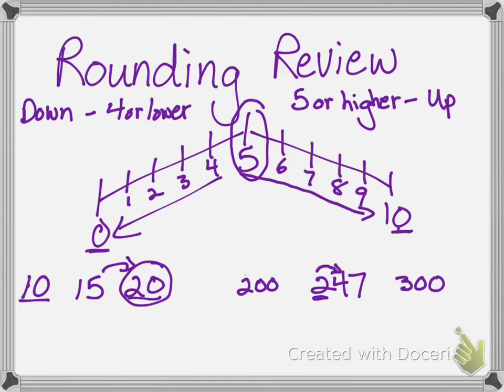This is a number 4. The rule is 4 or lower, you round down. So we are going to round this number down to 200. So 247 is closer to 200 than it is to 300. You can also think about what would be right in the middle between 200 and 300. It would be 250. That would be the middle number. Is 247 less than 250? Yes, it is. So it would be on this side. So you can always think about that benchmark in the middle as well.